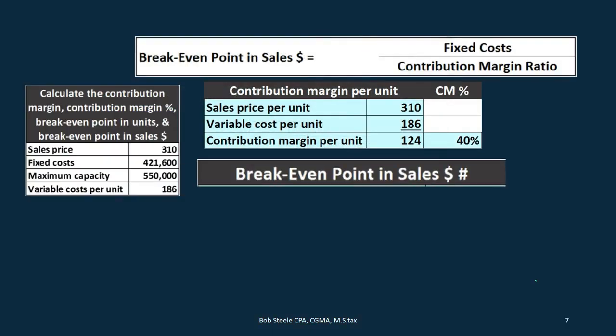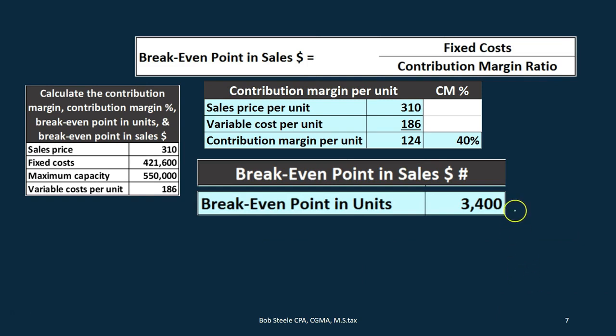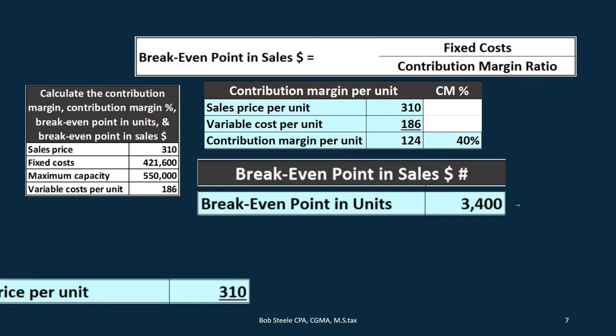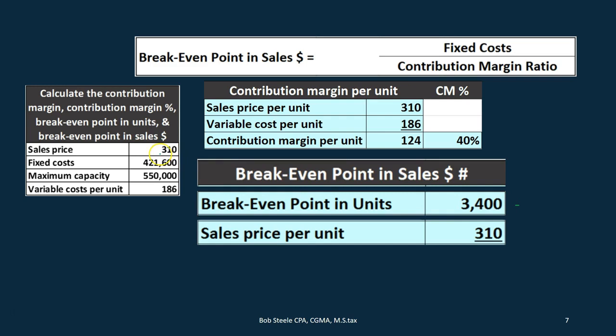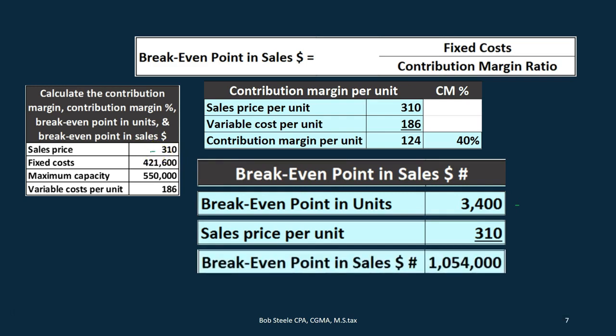Well, if we take the break-even point in terms of units, the 3,400 units, and we multiply that times the sales price, the 310 as we discussed before, we get to that same number, that 1,054,000. So whichever way makes sense to you, you can use whichever method makes sense.